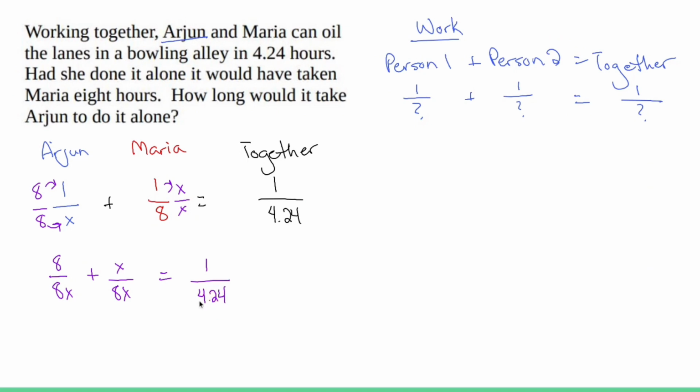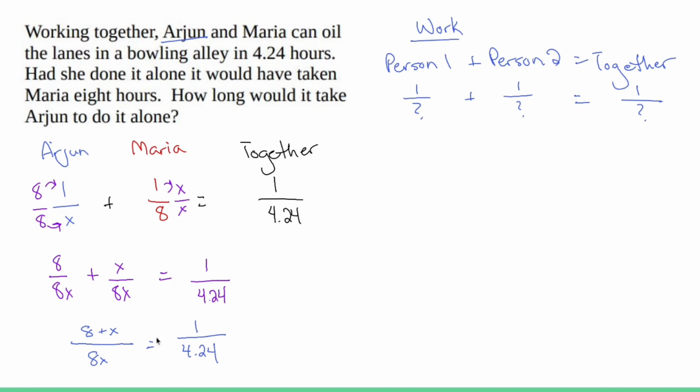Yippee. Now that I can combine these, I have a denominator of just 8x. Remember, when you add fractions of the same denominator, you leave the denominator just like it is. Then you add these two up here. Now, I can't combine 8 plus x, so it stays 8 plus x. That's still going to equal 1 over 4.24. Now we have what's called a proportion.